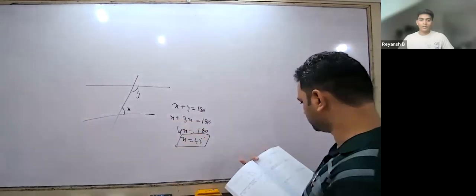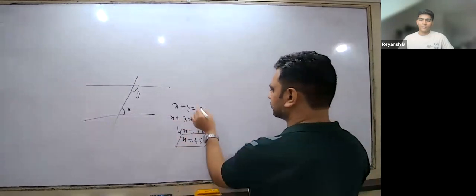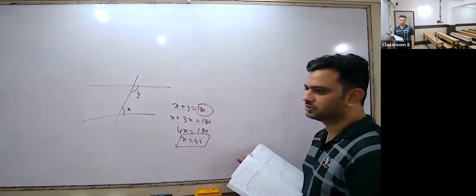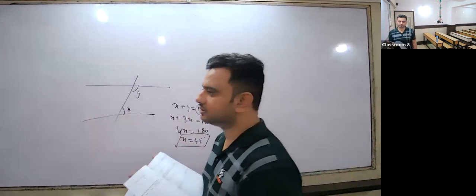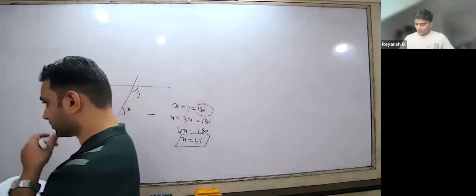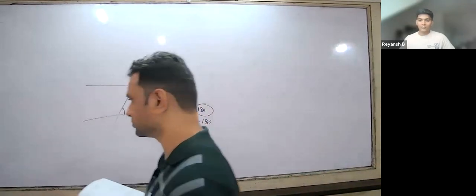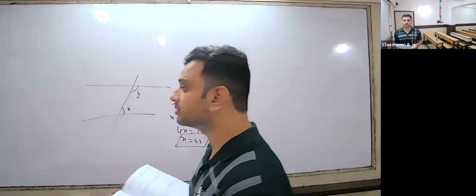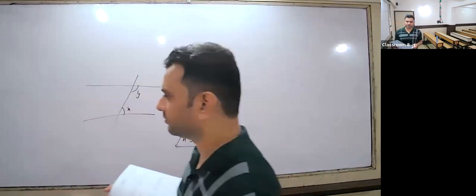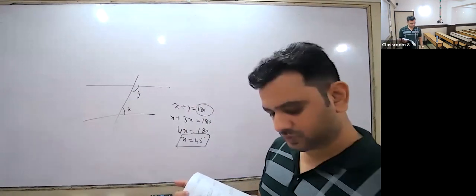Okay. It is asking for y. So 3 times 45. So it will be 130. Okay, clear? Wait, it's 135, right? 135, 180 minus 45. Question number four.